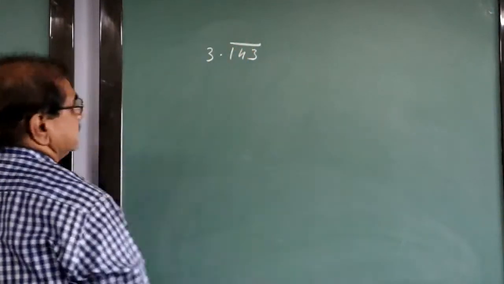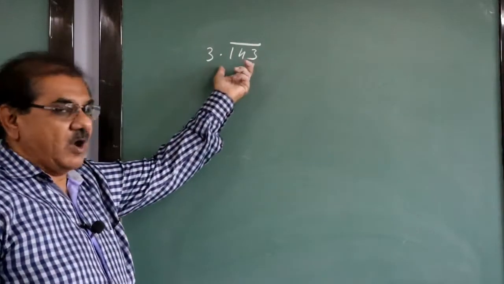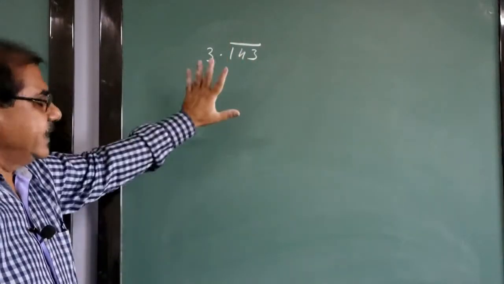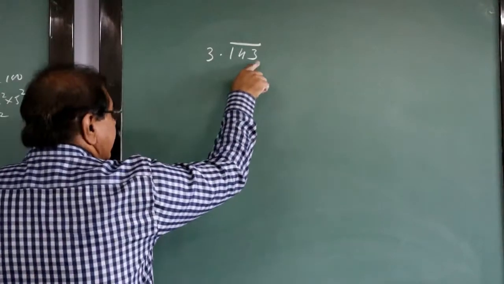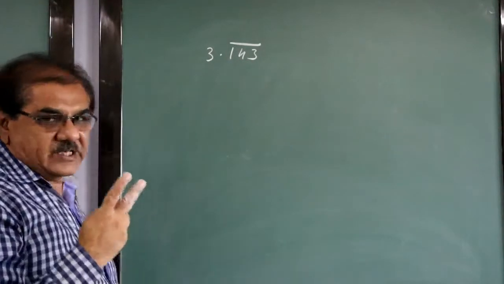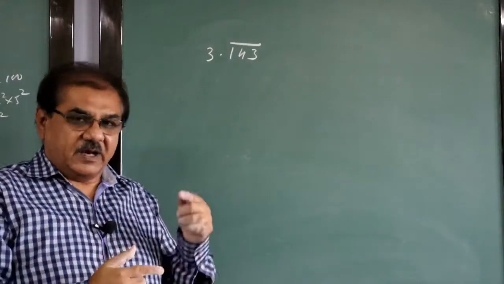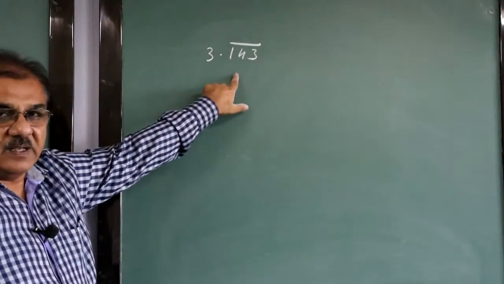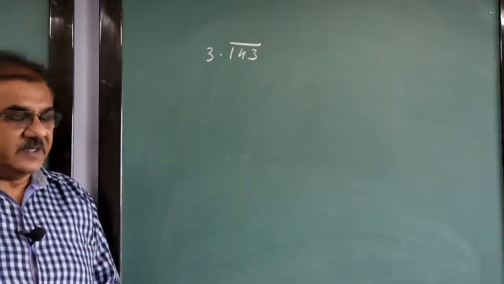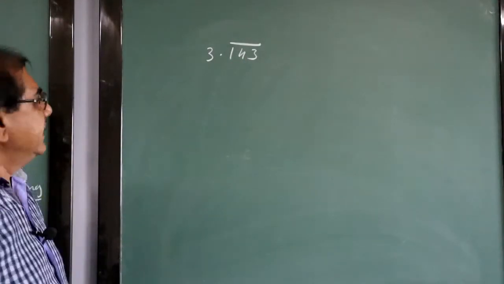3.143 and this block is repeating. So is it rational or irrational? Check. It is repeating. Any one character it should be having. It should be terminating, and if it is not terminating, it should be repeating. If it takes any one of these, then it is a rational number.